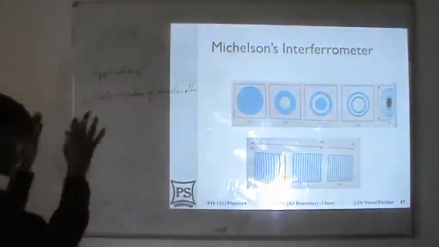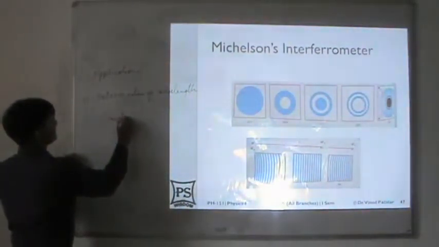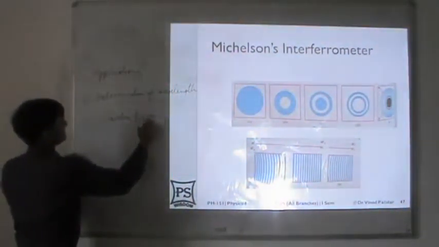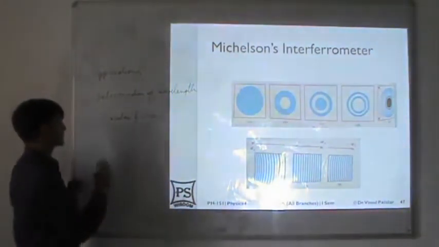We use the same setup. We produce the circular fringes. Okay. Now we look through the telescope and set our crosswire.